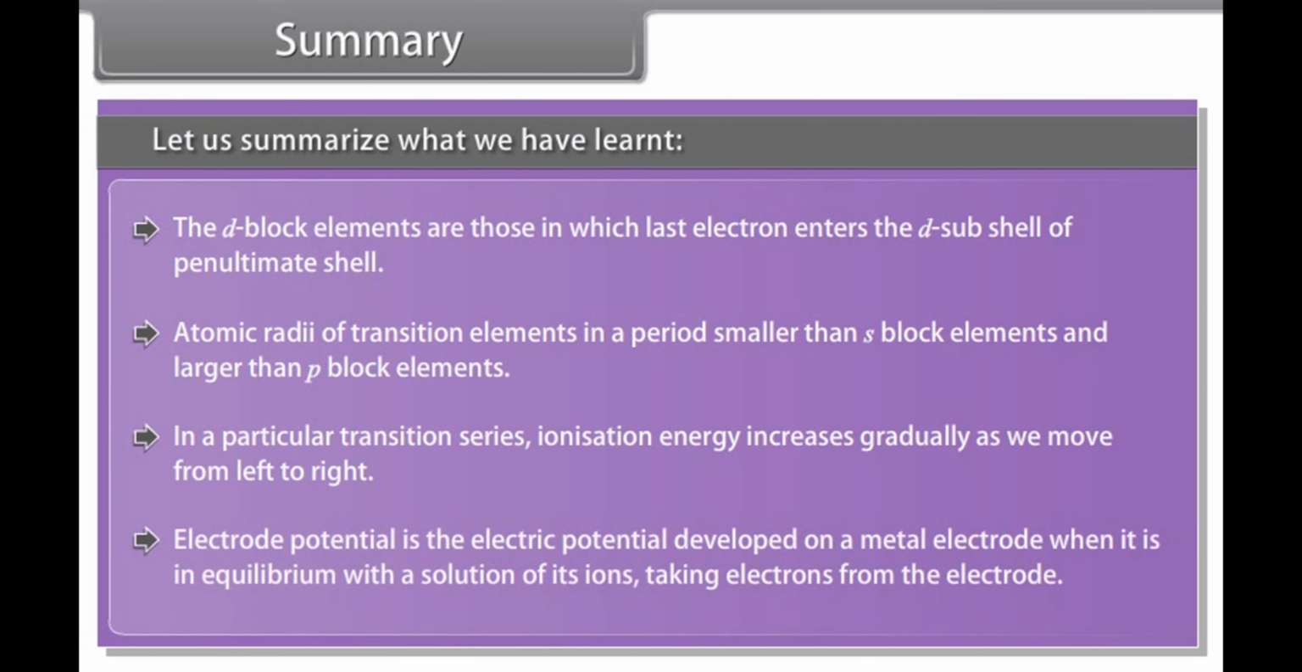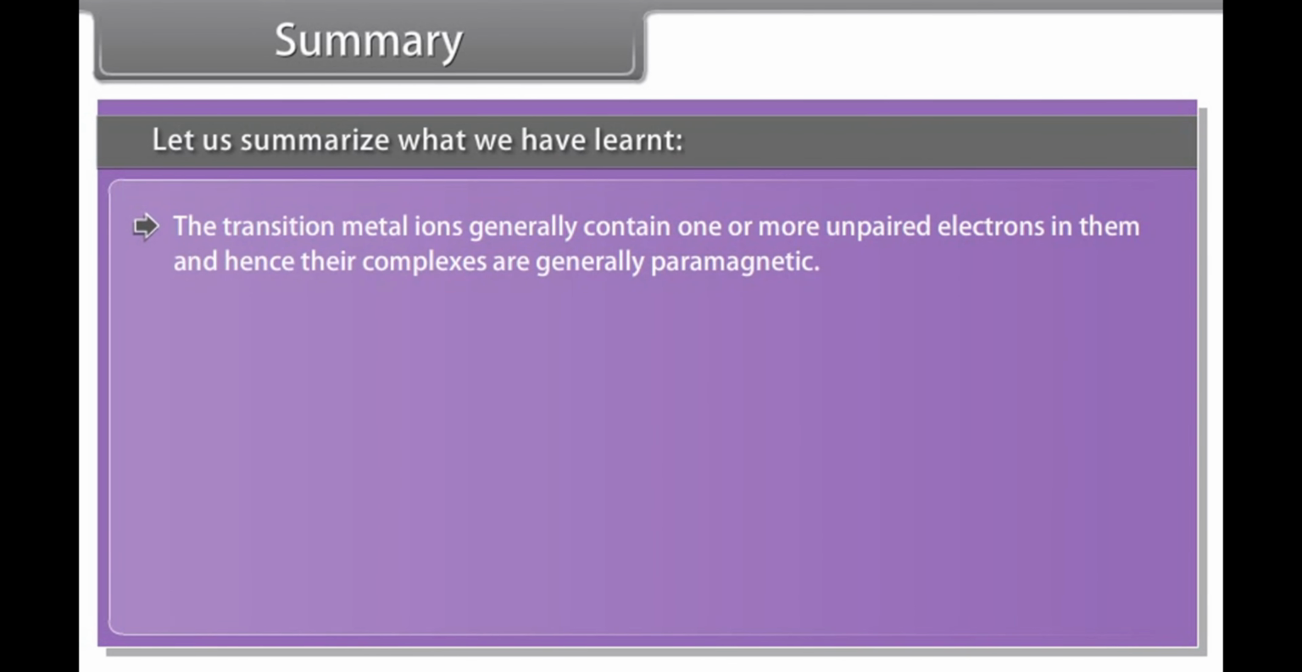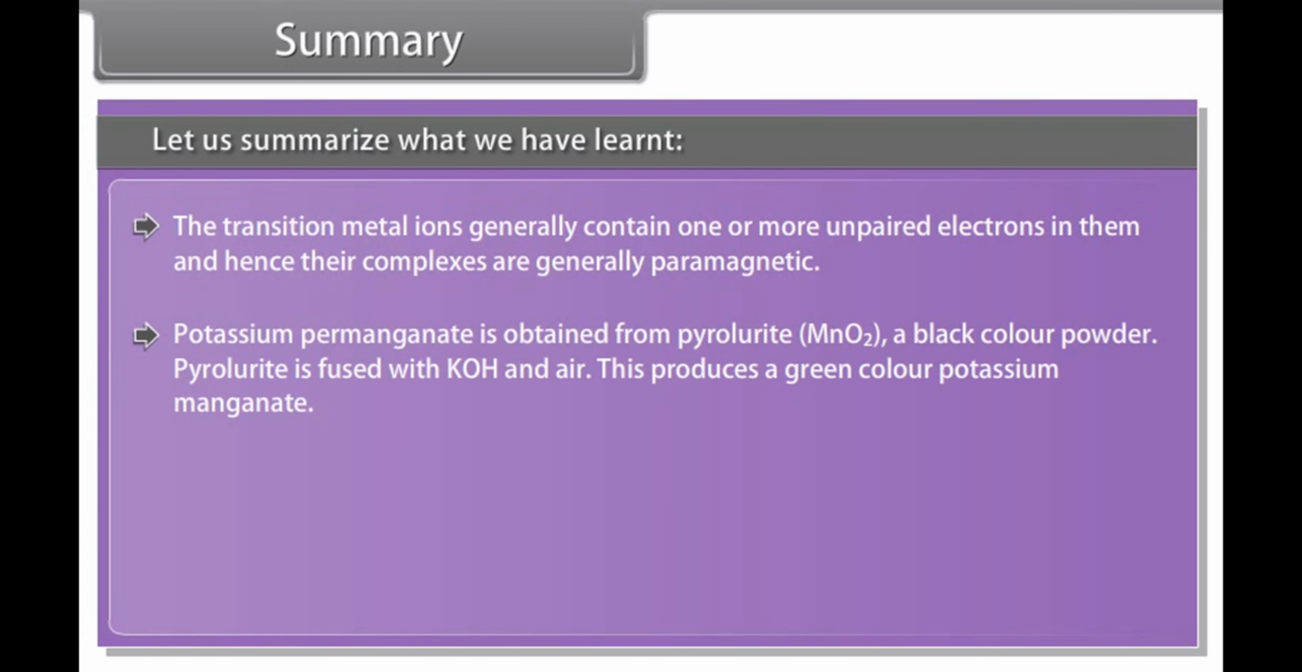Electrode potential is the electric potential developed on a metal electrode when it is in equilibrium with a solution of its ions, taking electrons from the electrode. The transition metal ions generally contain one or more unpaired electrons in them, and hence their complexes are generally paramagnetic. Potassium permanganate is obtained from pyrolusite, a black color powder. Pyrolusite is fused with KOH and air. This produces a green color potassium manganate.